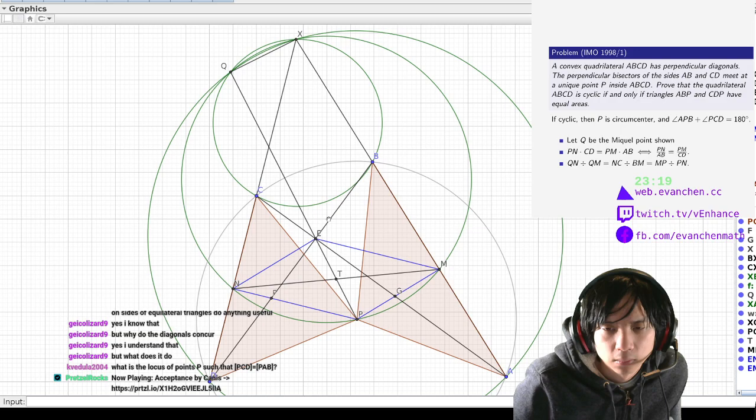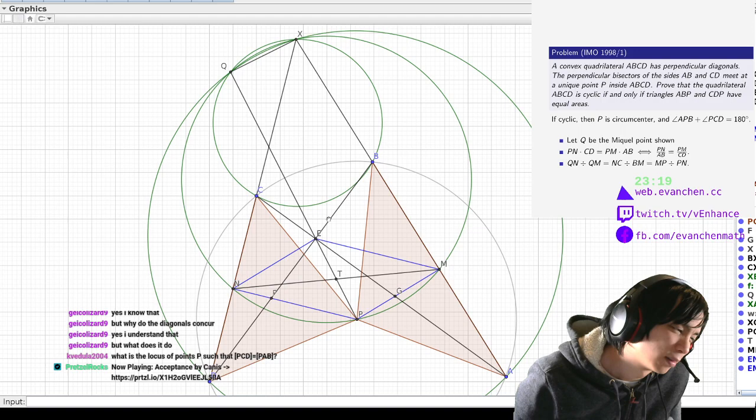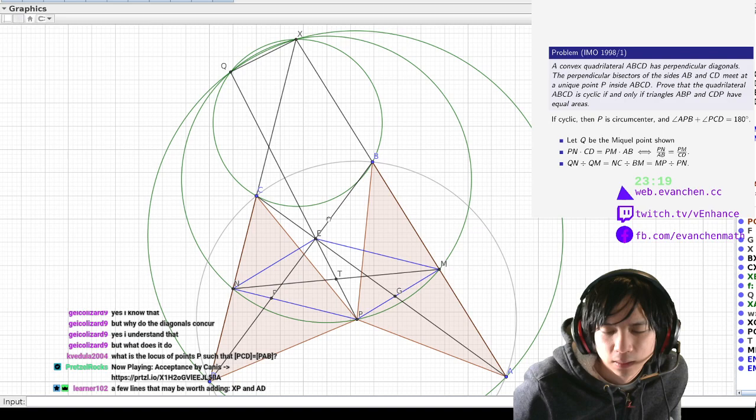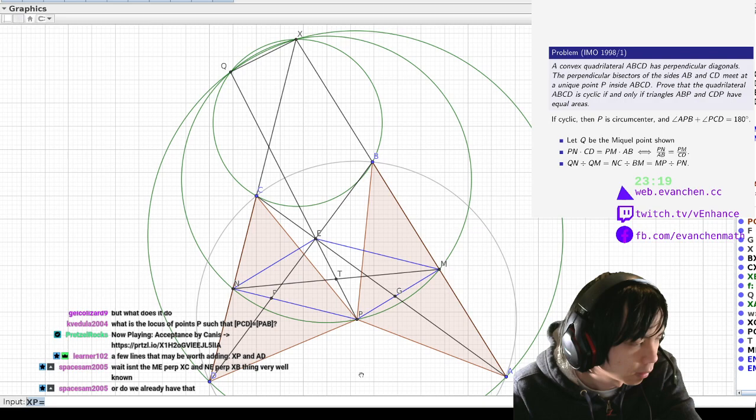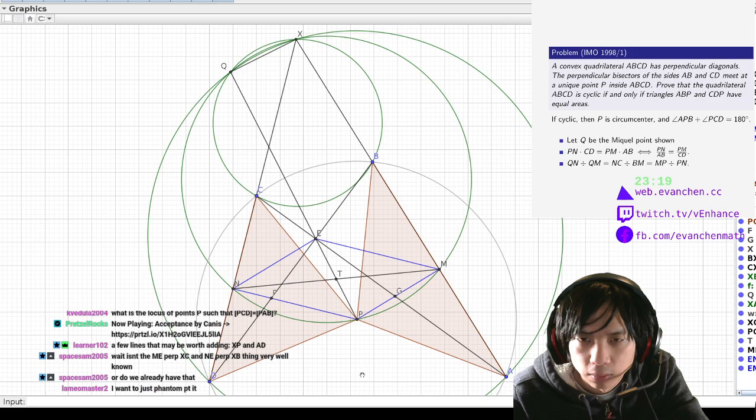This is an IMO 1, Jesus. XP and AD. I want to add AD. I don't see the point of AD. XP feels okay. I think I actually had it earlier and deleted it. Isn't the ME perpendicular to XC thing really well known? Wait, why is that true?